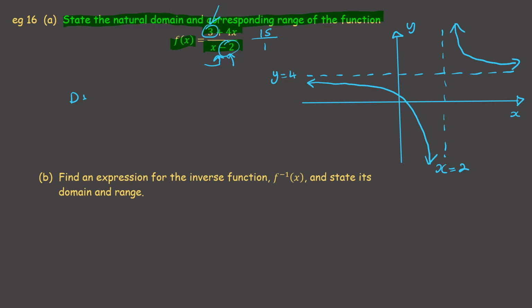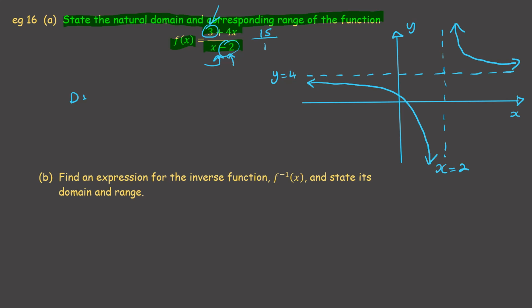Find an expression for the inverse function and state its domain and range. So, same procedure that we've had before. y is 3 plus 4x over x minus 2. Interchange x and y. x is equal to 3 plus 4y over y minus 2. Now we want to make y the subject, and so x times y minus 2 is equal to 3 plus 4y. Gives us xy take away 2x is 3 plus 4y.